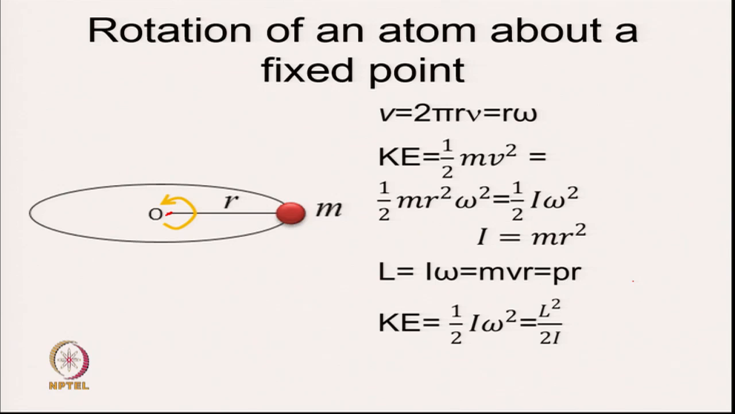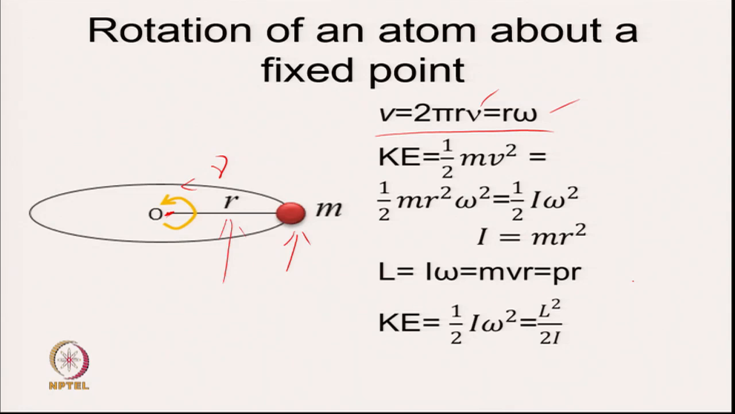So, let us consider the rotation of an atom about a fixed point. Here is an atom with mass m, rotating with a frequency nu around point O. If the distance between O and this atom is r, we can calculate velocity by using this formula. Velocity will be equal to 2 pi r into frequency. This can also be given in terms of angular velocity: v will be equal to r omega.